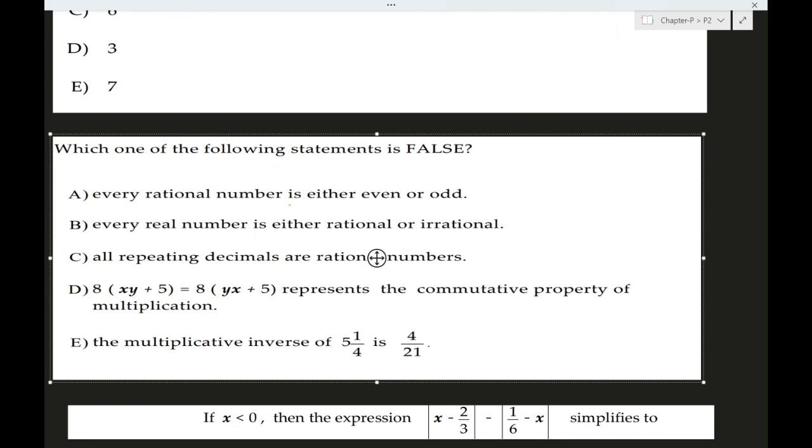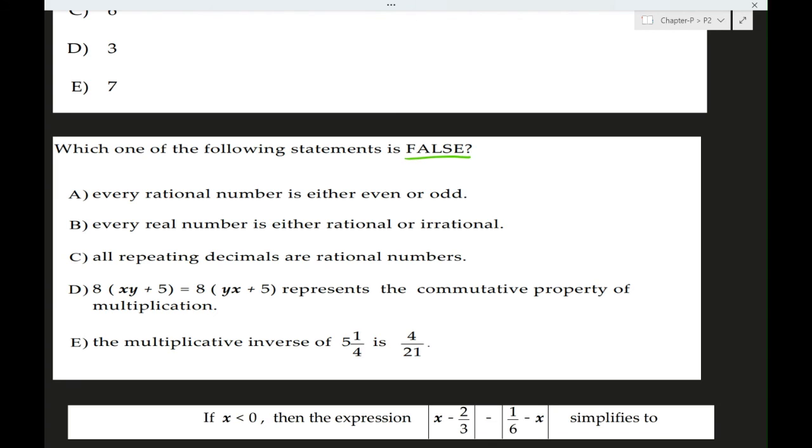Every rational number is either what? Even or odd. Every rational number is either even or odd. So we are looking for the statement that is false.